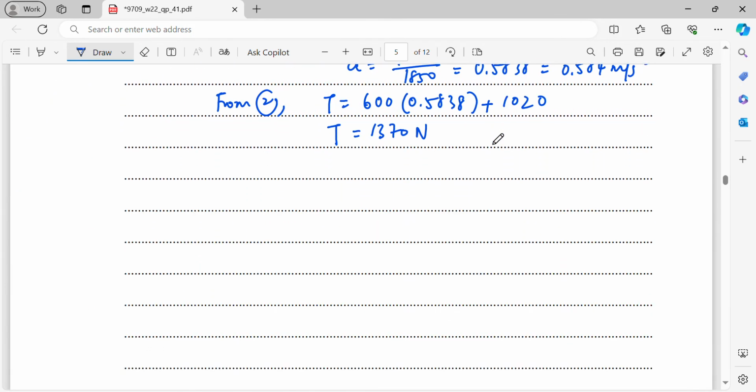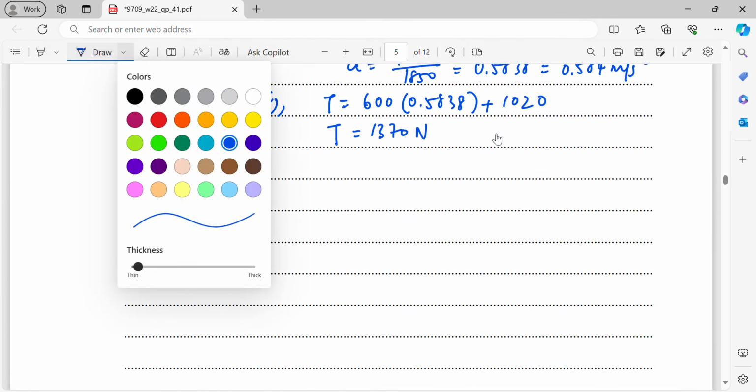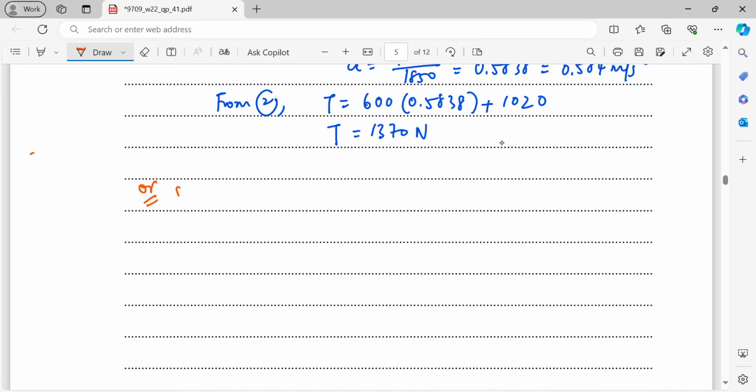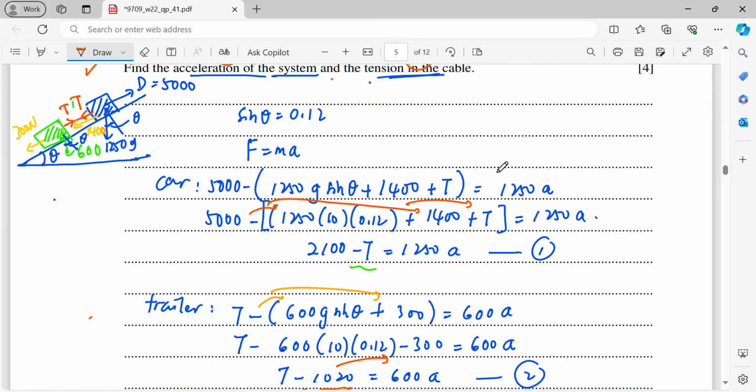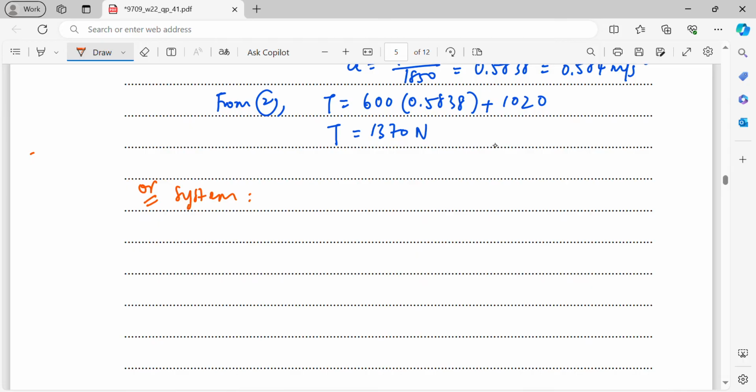This is another option, where you consider the whole system. When you consider the whole system, it means that you no longer consider the car and trailer separately. So now I will get 5,000. This is the force which is pointing upwards, and the rest of them will be downwards. The T will not be in consideration, because when you consider the system, you are getting the A directly. So from here, I will just write 5,000 minus the rest.